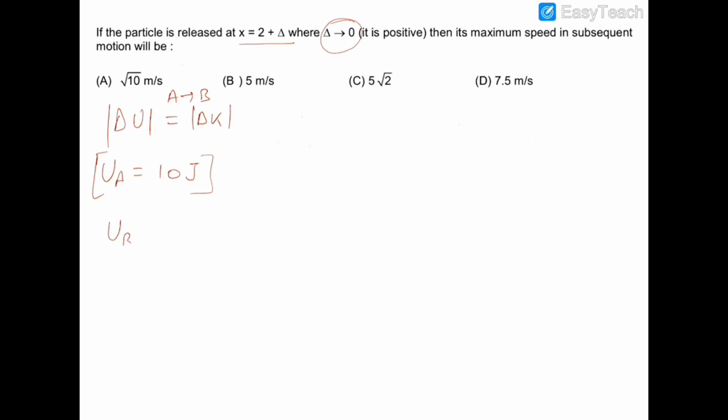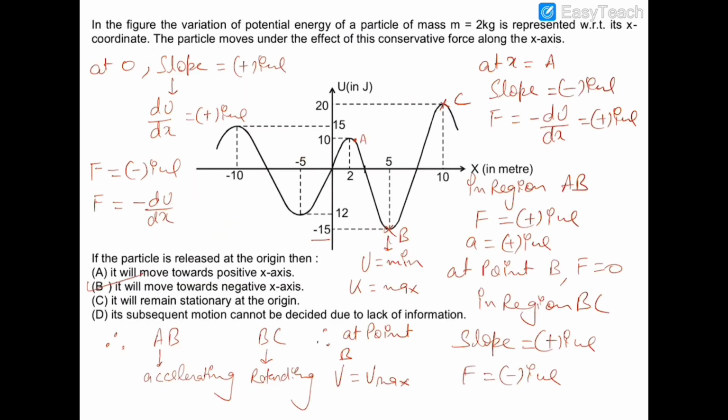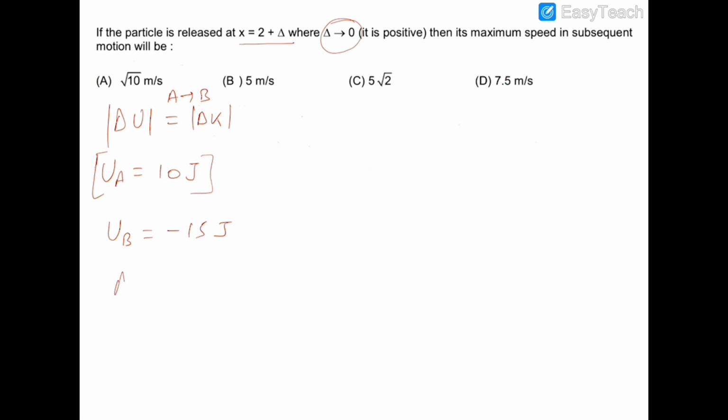And the potential energy at B is given as minus 15 joules. You can see that. Now the change in potential energy from A to B, and we are taking only the magnitude, will be 10 minus minus 15, which will be 25 joules. And assuming that the particle has been released from rest, and in fact not assuming, it is given in the question itself, the initial kinetic energy will be 0 at point A.